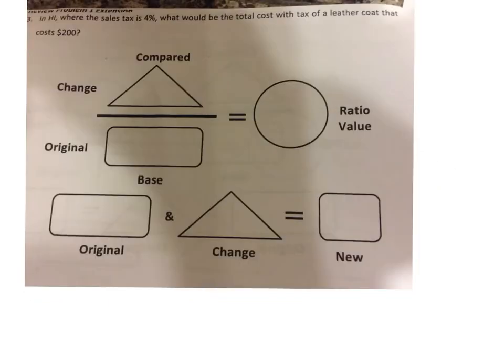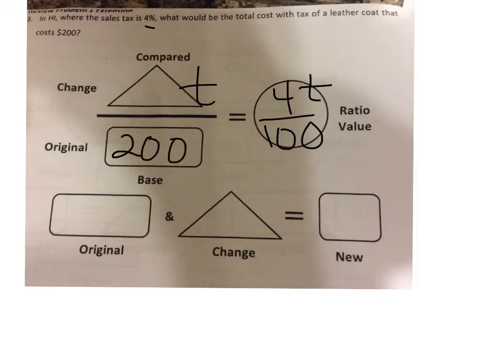In Hawaii, where the sales tax is 4%, what would be the total cost with tax on a leather coat that costs $200? So immediately I see that it's a 4%, so it's going to go 4 over 100. We're going to label it tax, so over here is going to be labeled tax. The coat is $200. That's obviously not the tax amount. That's your original price of your coat. So that's going to go on the bottom. We're going to calculate right now what our tax amount is. So we're going to take 200 times 4, divide by 100, and we get 8. $8 is the tax.